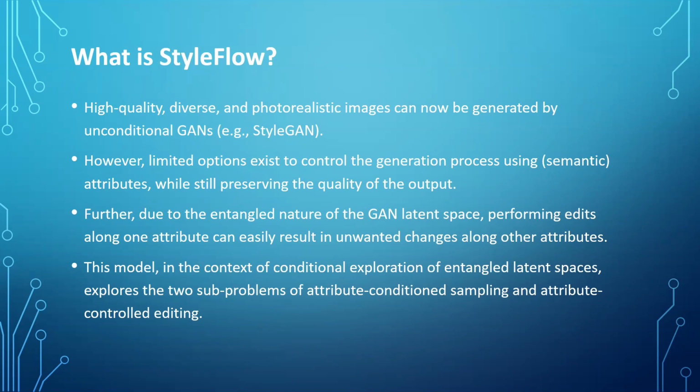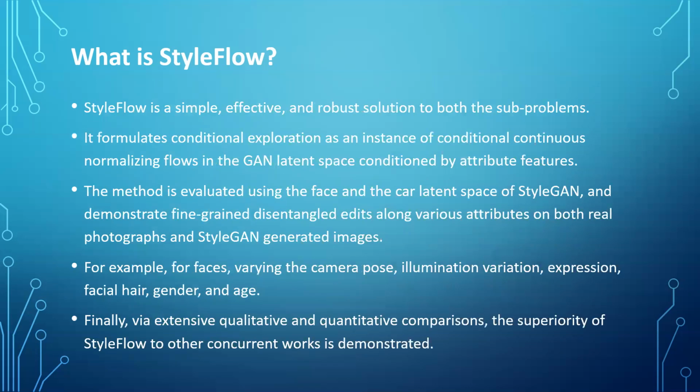So yeah, two problems in the previous paper, StyleGAN 2, were that it didn't have attribute conditioned sampling and attribute-controlled editing. We'll be coming to how StyleFlow basically overcame this. So yeah, it solved both of those problems.